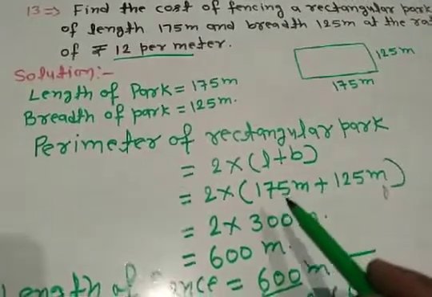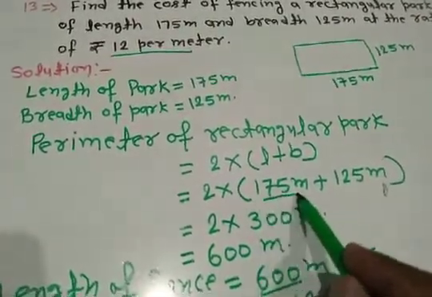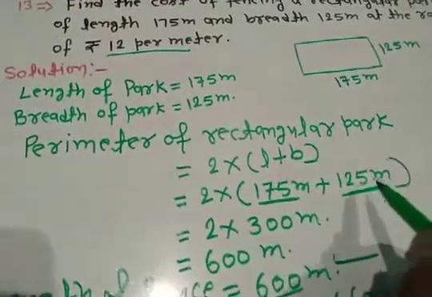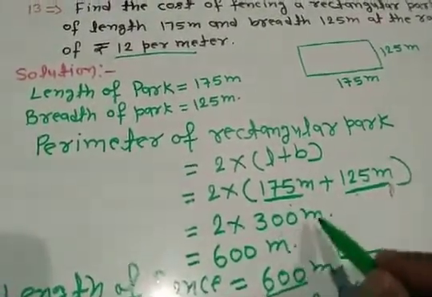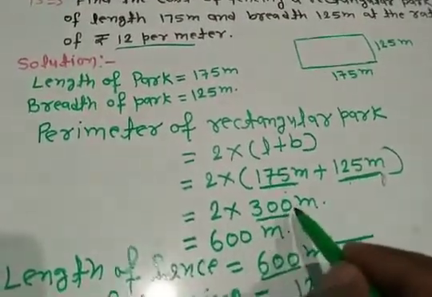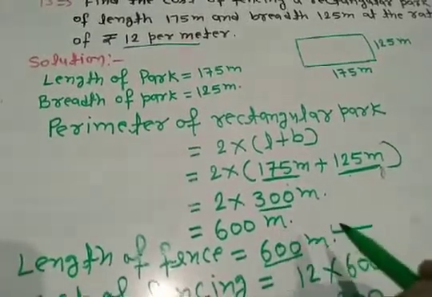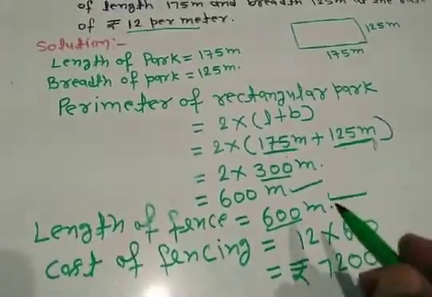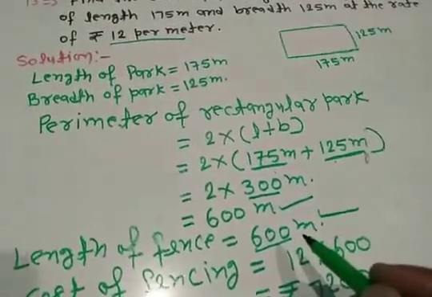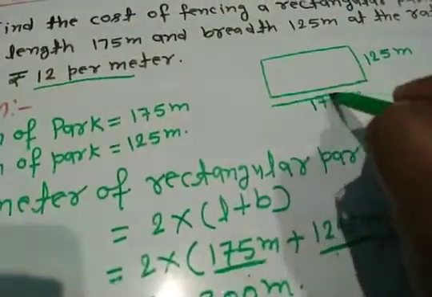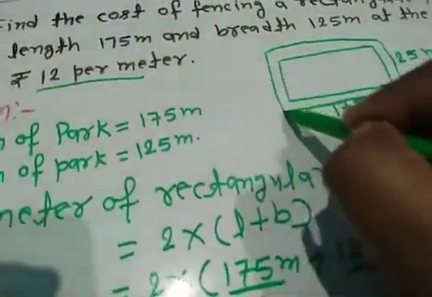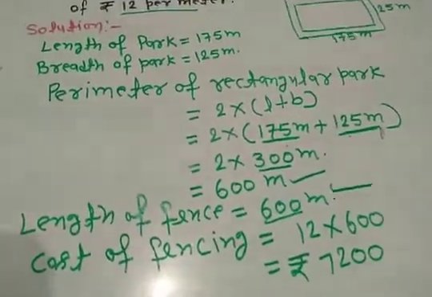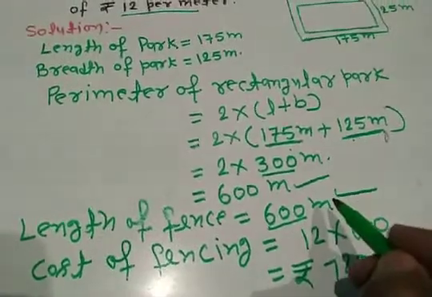Clear? So this is the length given of the rectangular park, 175 meters, and this is the breadth, also given. Okay, so we sum length plus breadth, we obtain 300, and 2 into 300 is equal to 600. Clear? This is the perimeter of the rectangular park and this is also the length of fence, because the fence is around the park. You can see the fence is like this around the park. So the length of the fence is the perimeter of the park. Clear? So here the length of fence is 600 meter.